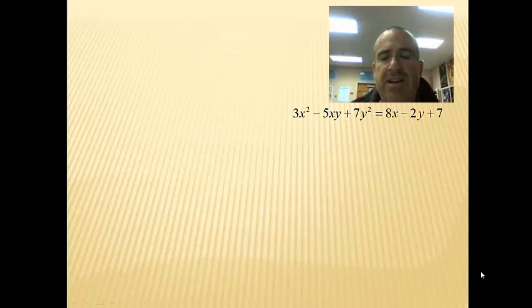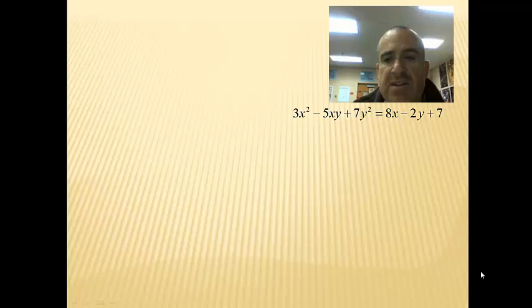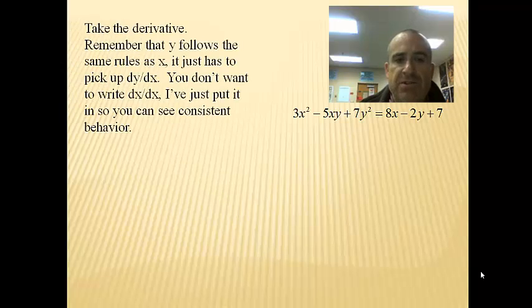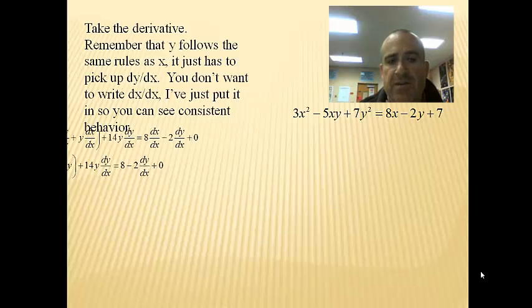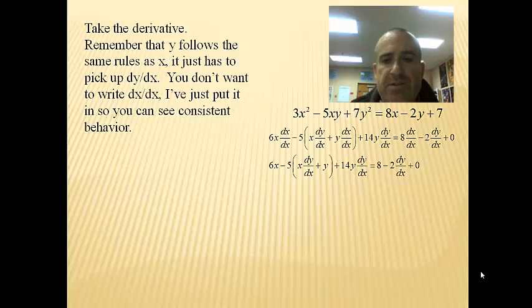Alright, so here is a nice equation. You can see the y's are sprinkled throughout the problem, and we're going to take the derivative of that. So to do that, we're not going to write dx dx. You don't have to. I'm going to put the dx dx's in there just so you can see it's consistent behavior. So 3x squared. The derivative of 3x squared is 6x dx dx minus, now here I'm using the bringing the 5 out front method.